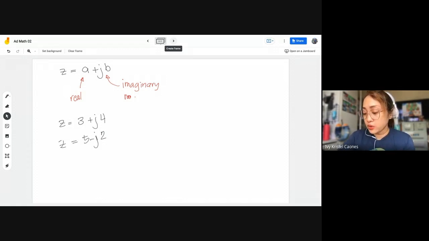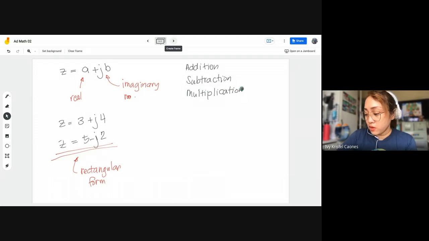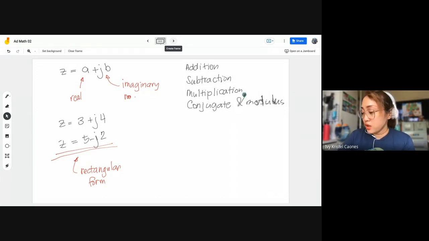Sometimes this is also called the rectangular form. Then we have different operations of complex numbers. As mentioned before, we have addition, subtraction, multiplication. We also have the conjugate. In conjugate, there is also a modulus. But conjugate and modulus are different. Then we also have the division.